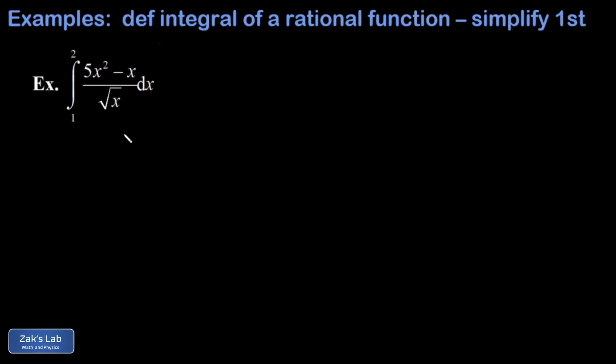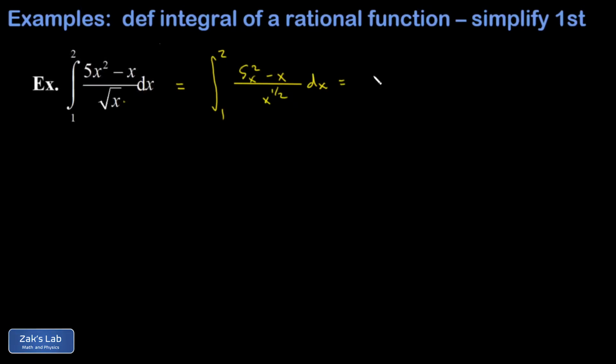In this video, we're computing a definite integral of a rational function, and the standard trick for this one is that I can take each term in the numerator and divide by that term in the denominator, and then it just becomes a linear combination of power functions. So to prep for this, I express the square root x in the denominator as an x to the 1/2.